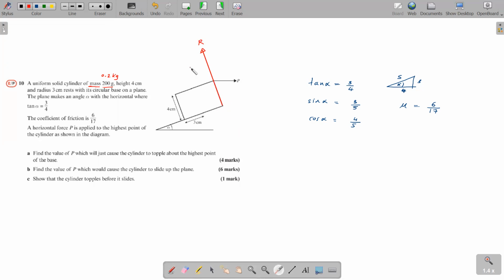So this is the point of toppling. Tan alpha is 3 over 4, and there is a coefficient of friction. Find the value of P which will cause the cylinder to topple above the highest point of the base. Okay, so guys, let's mark all the other forces.